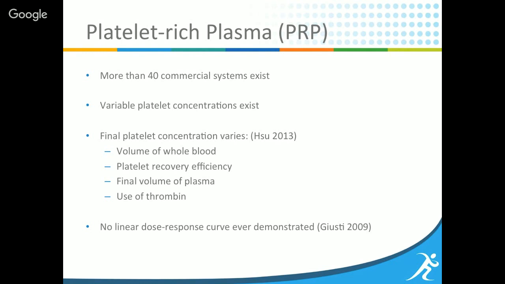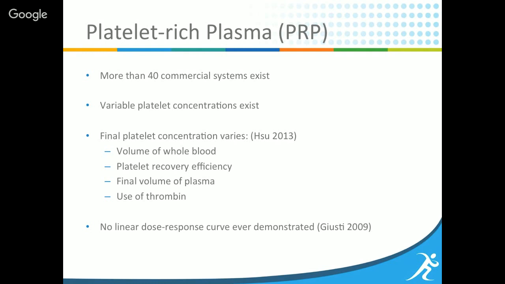Now, thrombin is necessary in the clotting cascade, so you figure you would need it with every single PRP injection. However, there's some evidence that thrombin may actually diminish bone formation compared to non-thrombin PRP. So a lot of people are saying, I don't know if we need to use that or not.